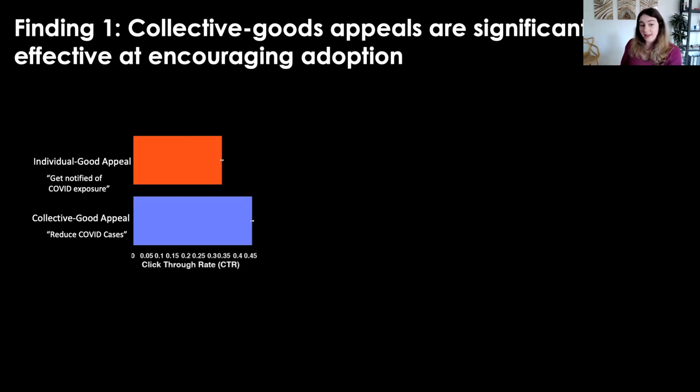Okay, so what we find is that in this context, in the state of Louisiana, a collective goods appeal was significantly more effective than an individual good appeal in terms of getting people to adopt the app. So to click on the ad to adopt the app. There are two potential hypotheses for this. One is that ultimately the primary purpose of these apps is for collective good. And so there's some evidence that people are more willing to engage when advertisements are forthright and honest about what the benefits are.